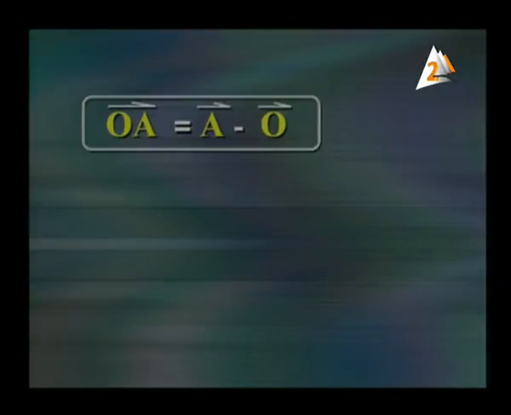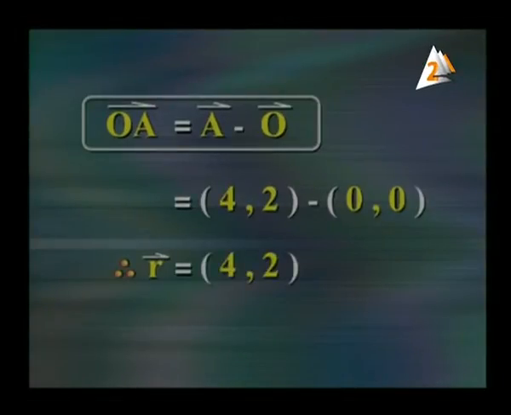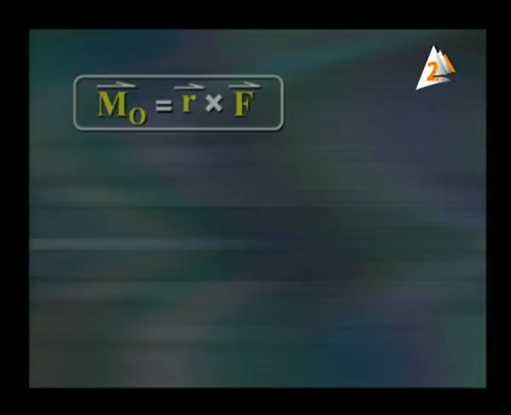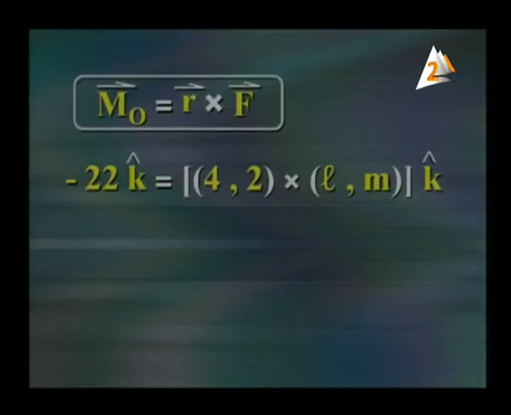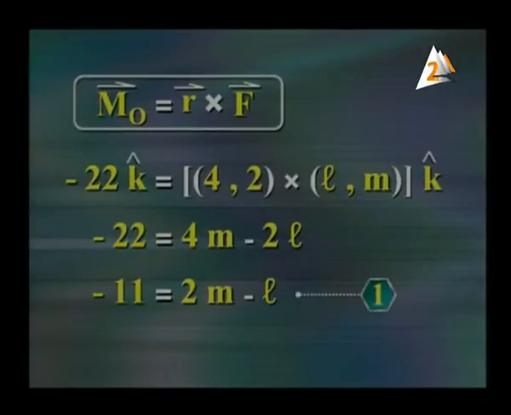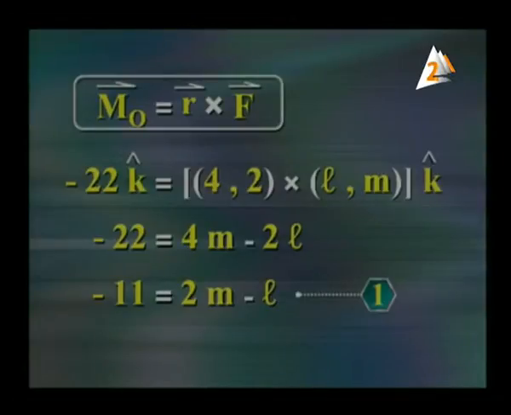As solution, we say OA equals A minus O, or (4, 2) minus (0, 0), which is equal to (4, 2). And the moment equals R cross F. So minus 22K equals (4, 2) cross (L, M) K, or minus 22 equals 4M minus 2L. Divided by 2, we get that minus 11 equals 2M minus L as first equation.